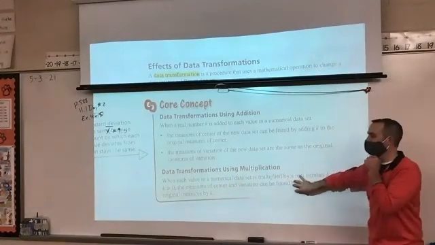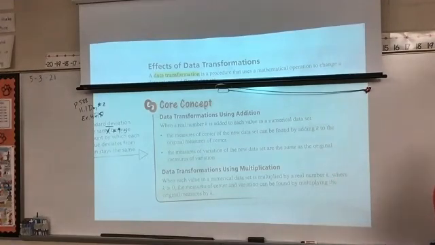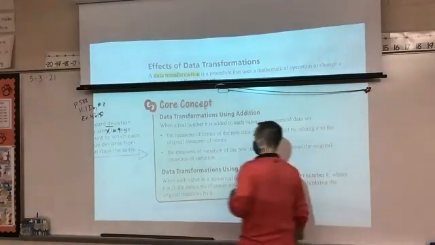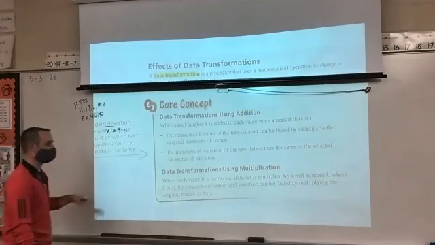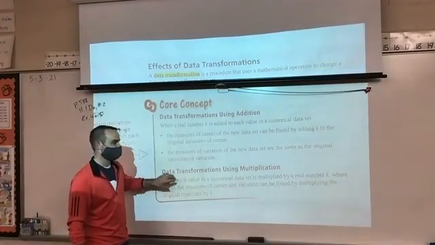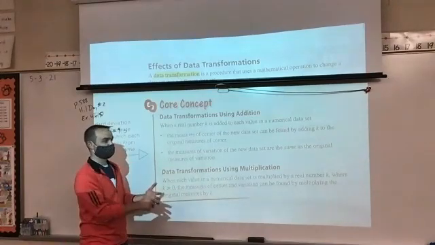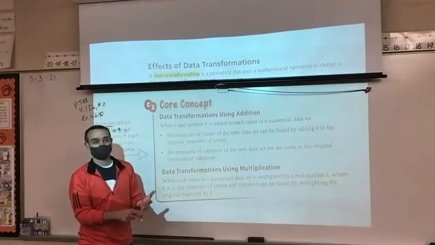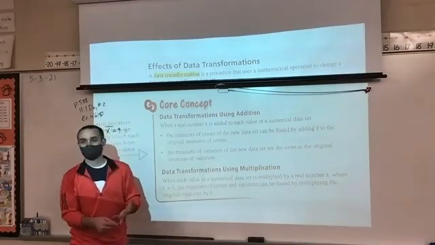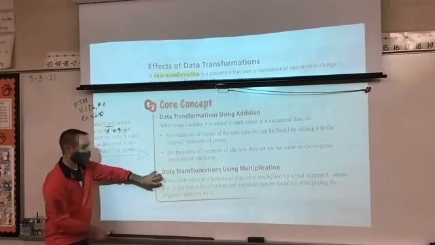If you are multiplying everything by something, you're just going to multiply all of those measures by the same thing. So if we're multiplying by 5, every number is times 5. Your mean is going to be times 5. Your mode is going to be times 5. Your median is going to be times 5. Your range is going to be times 5. Standard deviation is going to be times 5, right? Everything is multiplied. So this one's pretty straightforward.